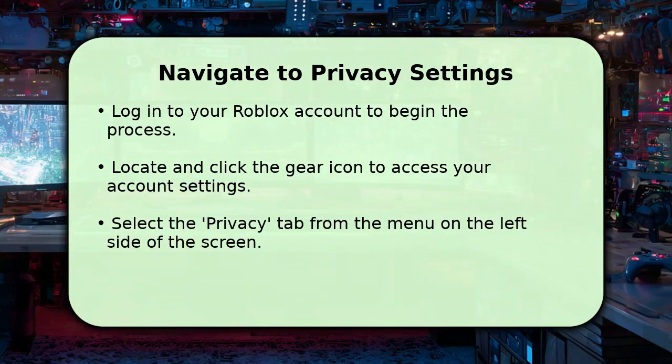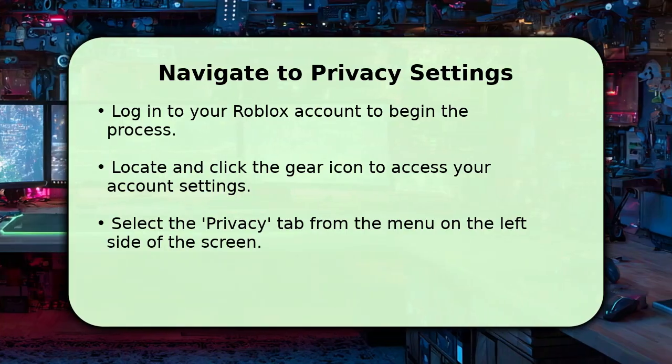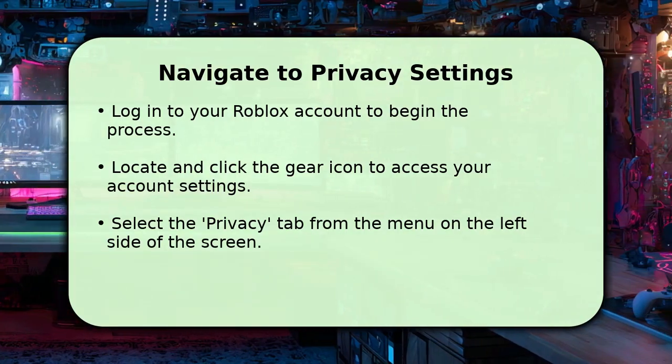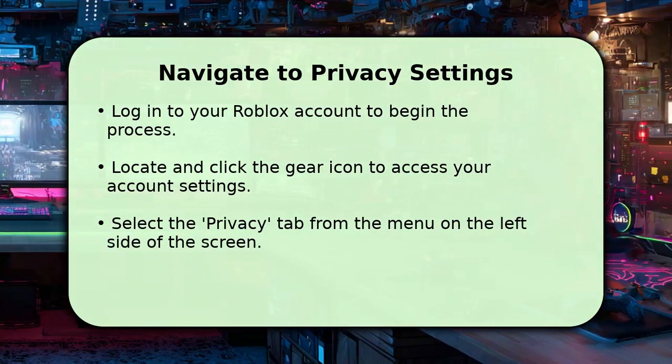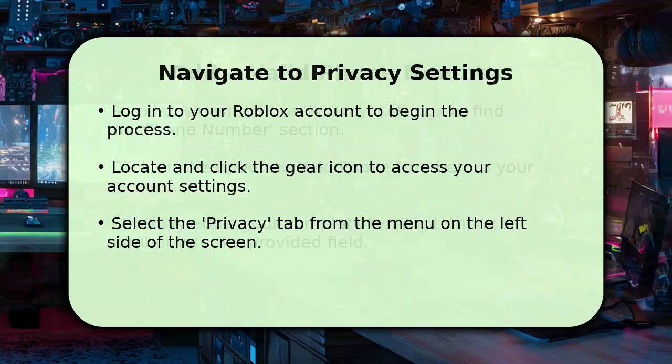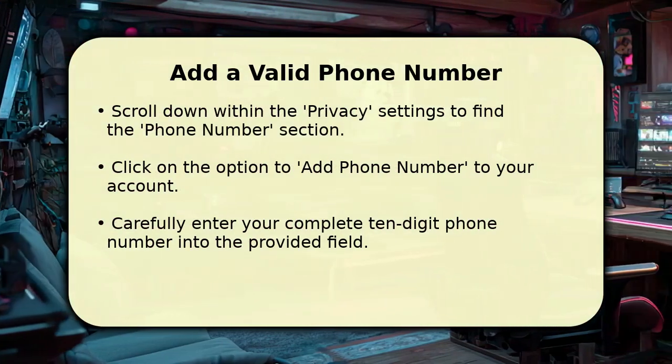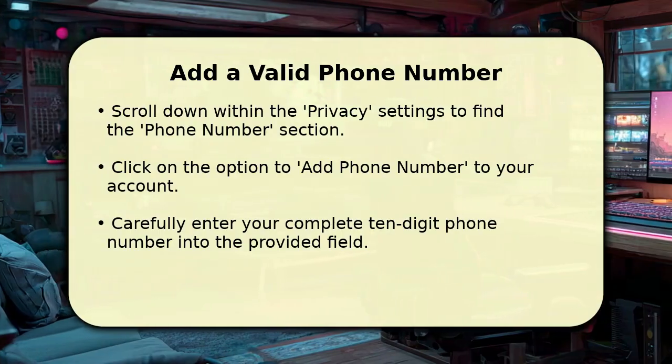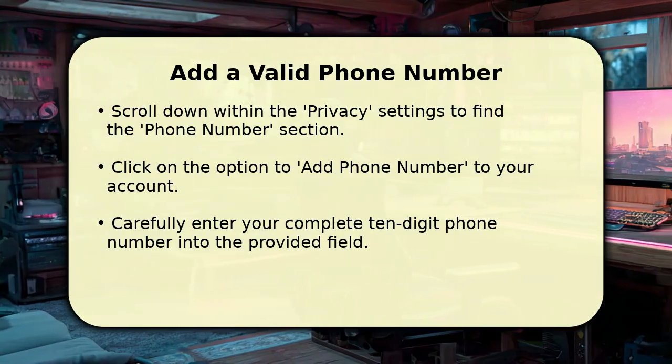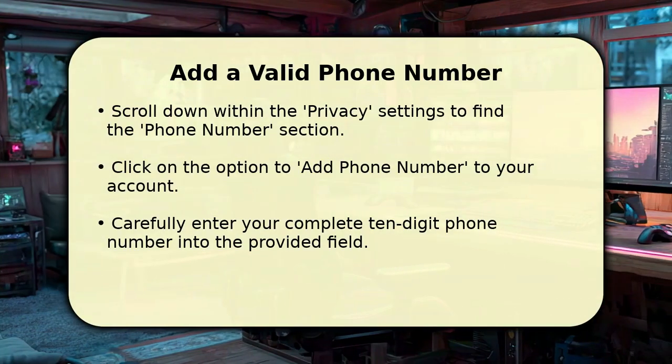This section is where all your account verification and communication settings are managed. It is an important first step to getting voice chat enabled. Within the privacy settings, scroll down until you see the phone number section. Here, you will find an option to add phone number to your account.